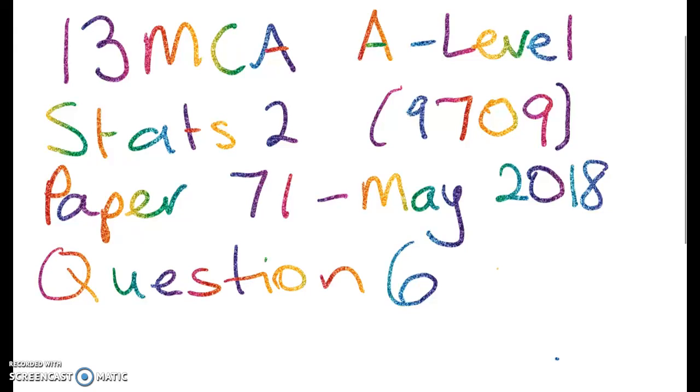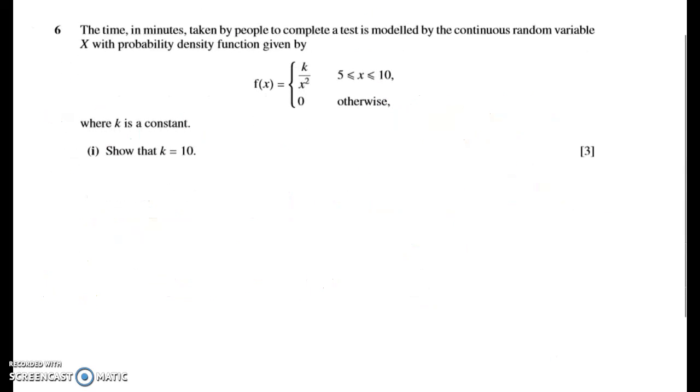Kia ora, Year 12. Here's question 6 from the stats paper from May of this year. I'm going to go quite quickly through this one because it is pretty straightforward calculus one, and it's dealing with a probability density function. So we're given the time in minutes taken by people to finish off a test, and this is the PDF, so we have to do all of the usual things.